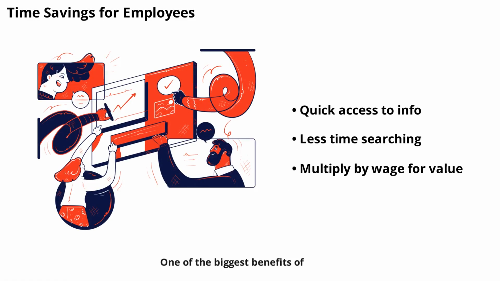One of the biggest benefits of a knowledge base is saving employees time. Instead of searching through emails or asking colleagues, employees can quickly find the information they need. To estimate this value, calculate the average time saved per employee per week, then multiply by the number of employees and their average hourly wage. This gives you a clear dollar amount for time saved each month or year.